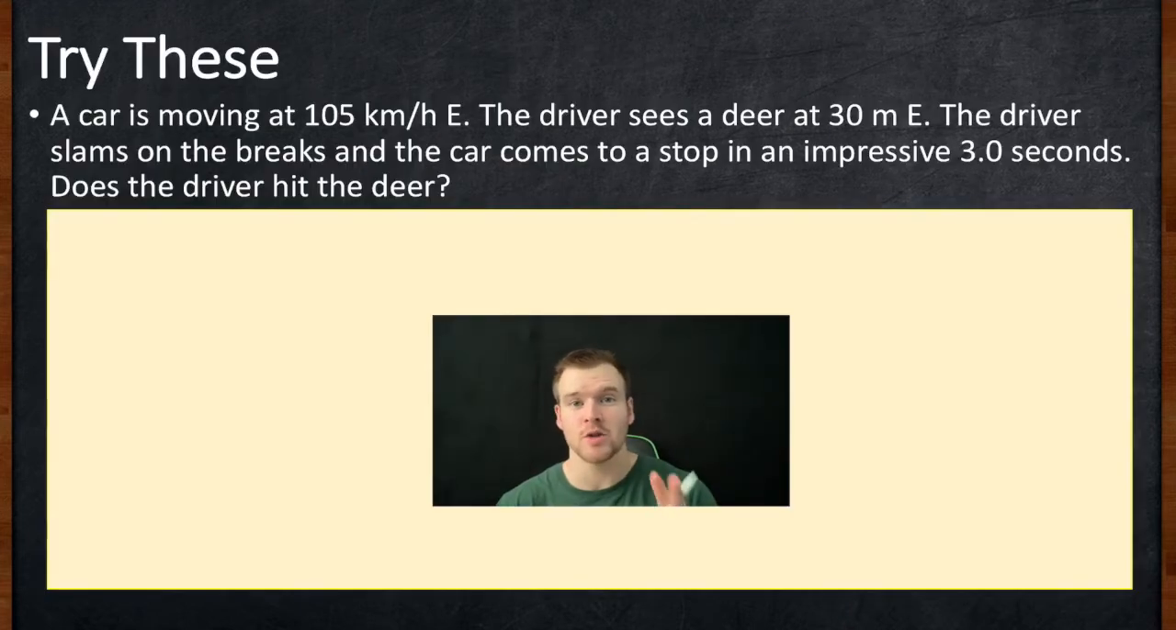Now I want you to try 2 questions here with the video and calculate them after I read it out. So it says that a car is moving at 105 kilometers per hour in the east direction. The driver sees a deer on the road 30 meters in front of it, east, so in front of it where the car is going. And the driver slams on the brakes and comes to a stop in a pretty impressive 3 seconds. Does the driver hit the deer? So I want you to pause the video here, try the calculation, and then play when you're ready.